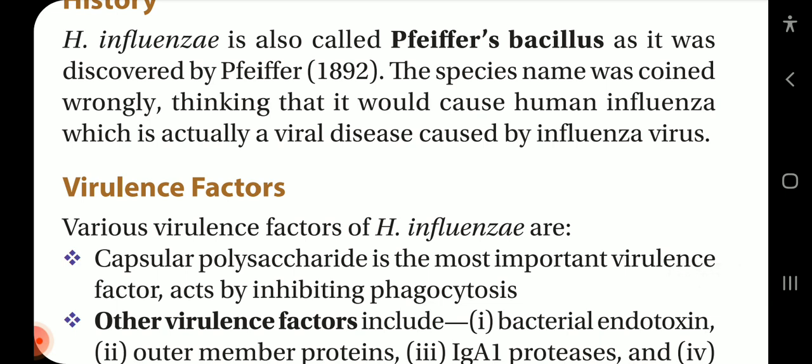Pfeiffer's bacillus, which was first discovered by Pfeiffer. The species name was coined wrongly, thinking that it would cause human influenza, which is actually a viral disease caused by the influenza virus.